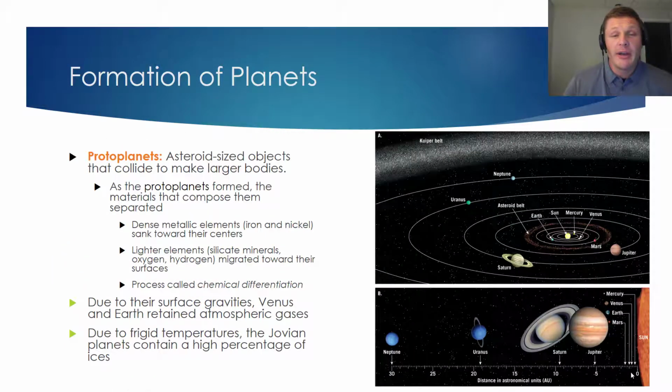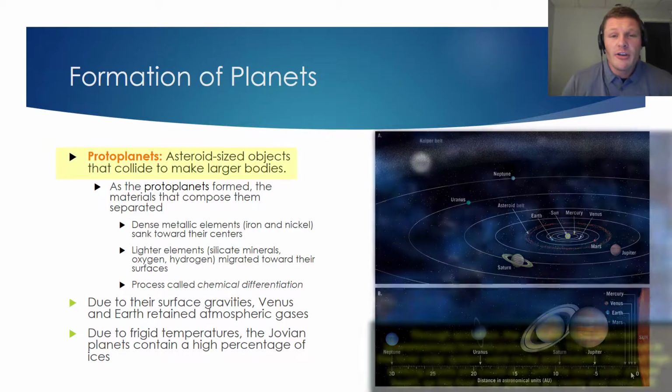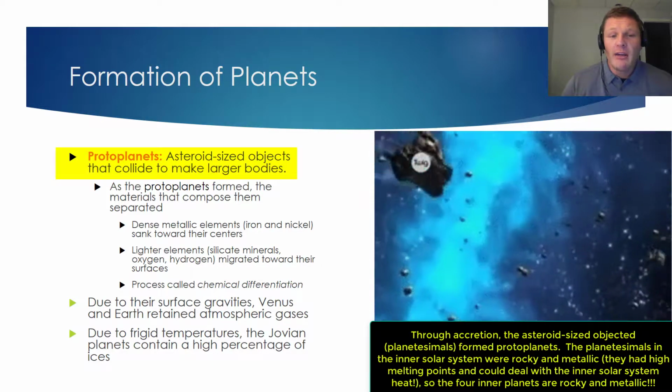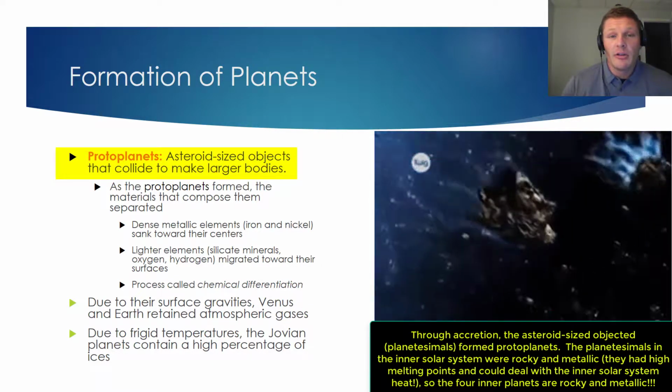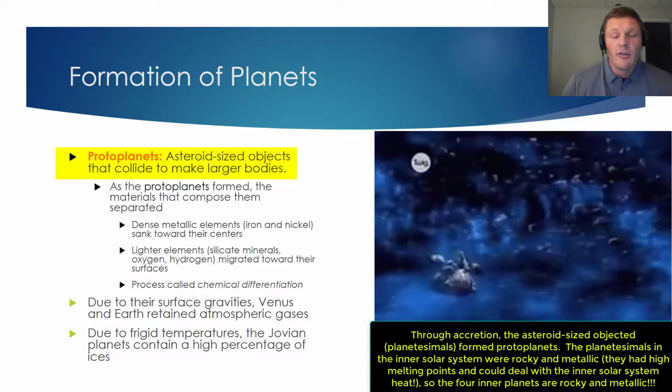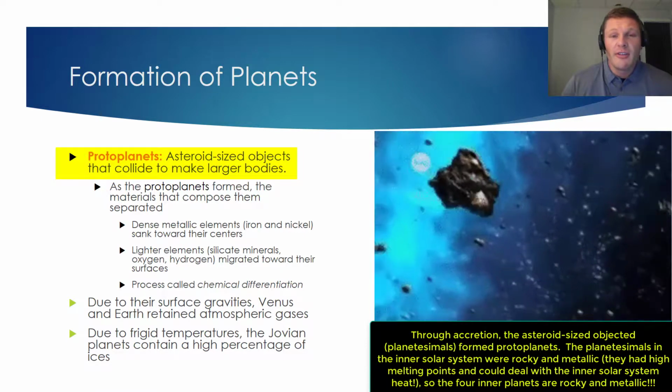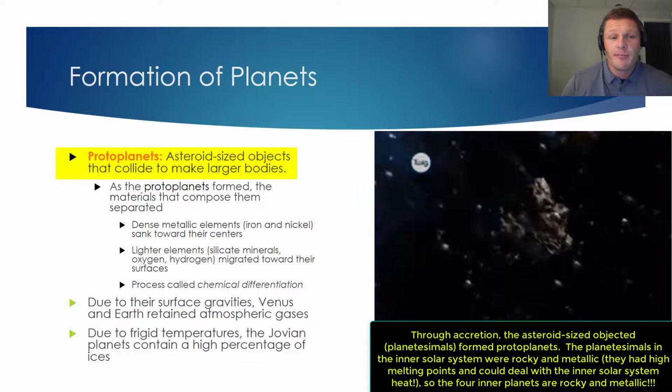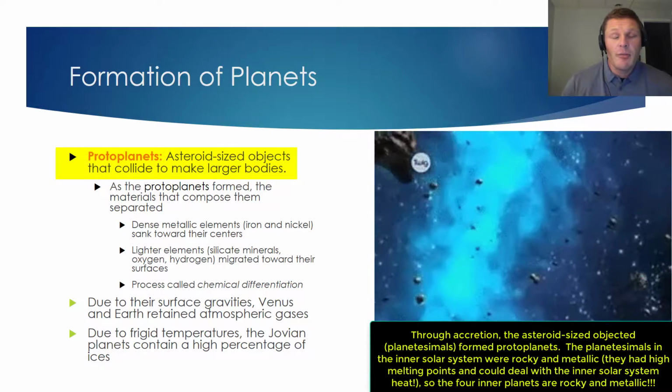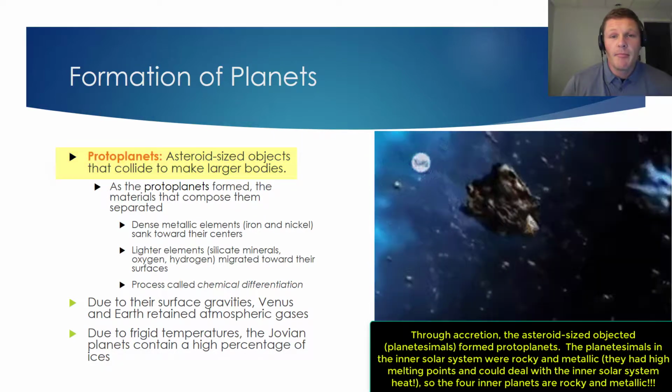Now let's focus on the formation of planets. The formation of protoplanets began to occur when asteroid-sized objects collided to make larger bodies. So you can imagine all those planetesimals lumping together through a process that we call accretion. And over a very long period of time, the planets started to take their shape.